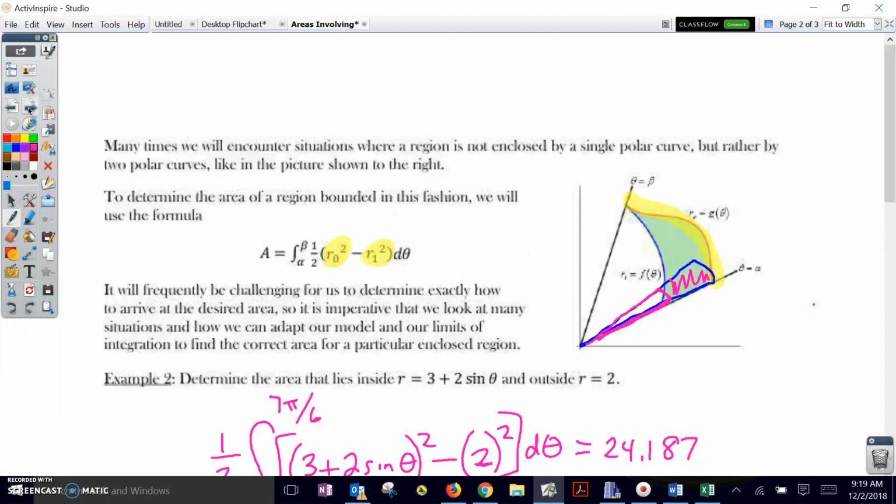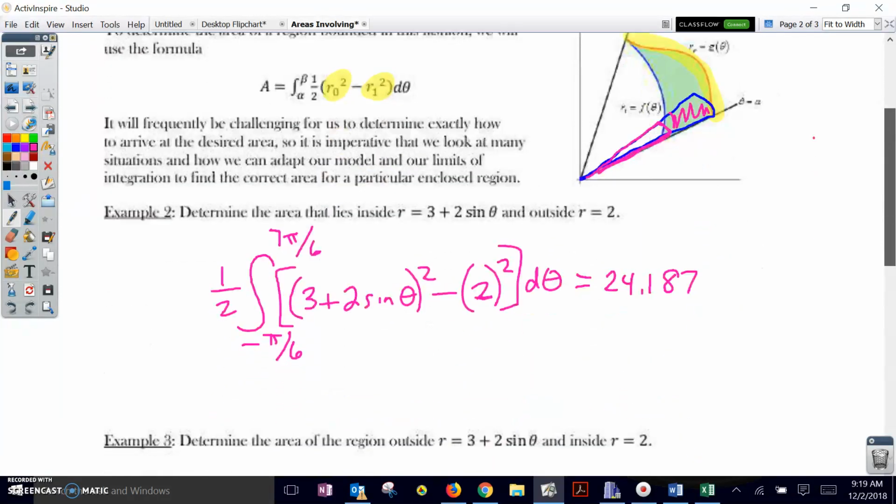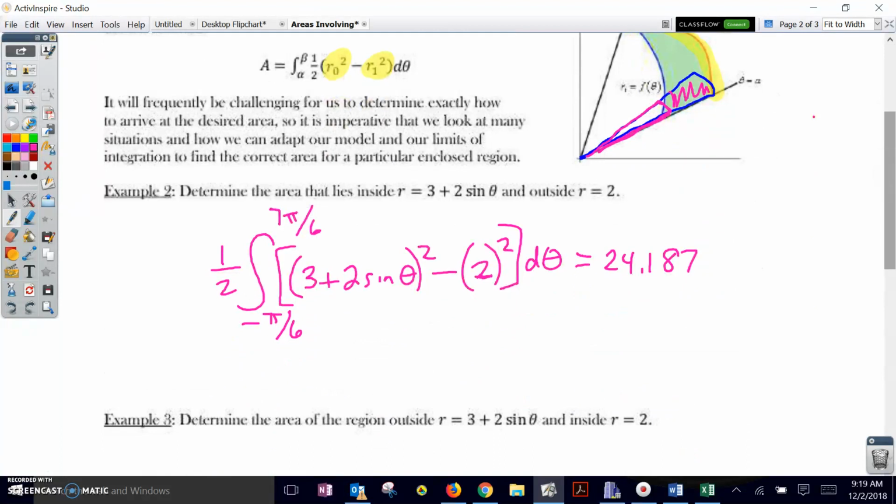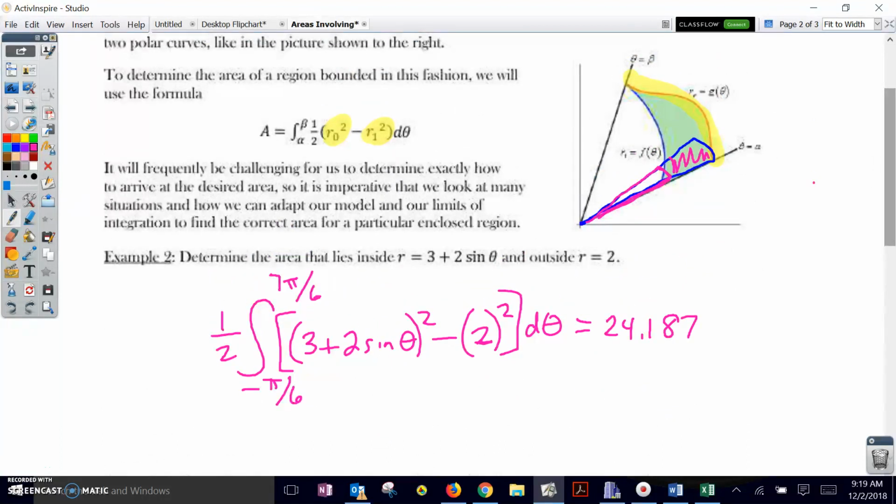Alright, that's the end of this video. We're going to stop today. We'll come back in the next video. We'll look at examples 3 and 4, and finish off this lesson on areas involving polar curves.